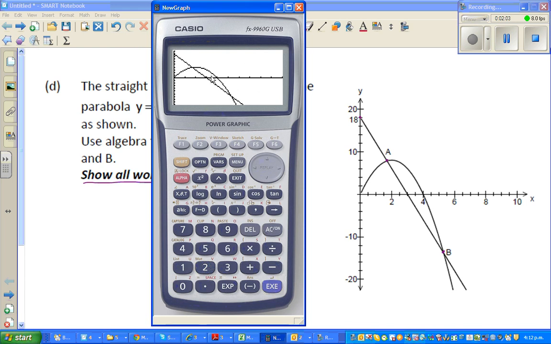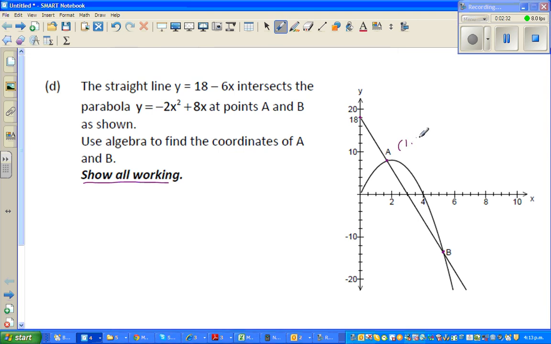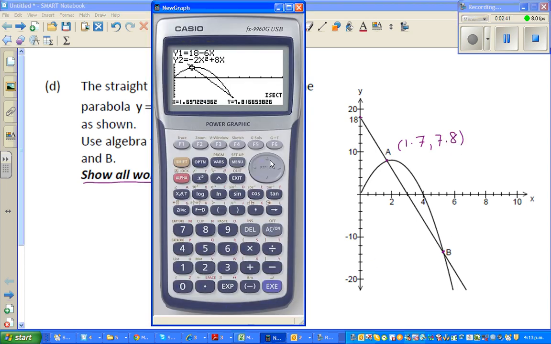Okay, and to find the point of intersection, you go G-Solve, and F5 is intersection. Okay, ISCT stands for intersection. So if you press F5, this is 1.697, or 1.7, 7.8. So let us write it: 1.7 and 7.8. So this is 1.7, it does make sense. 1.7, 7.8. Okay. And for B, you press this key, 5.3.